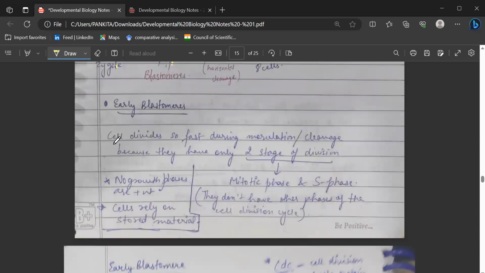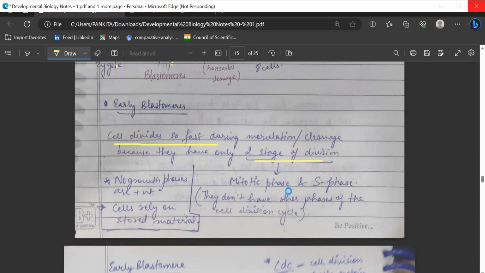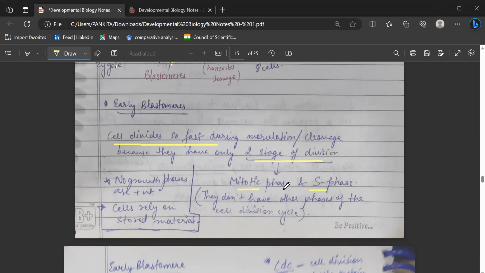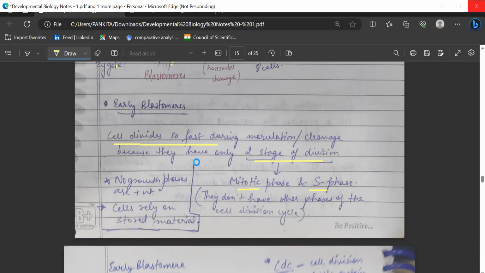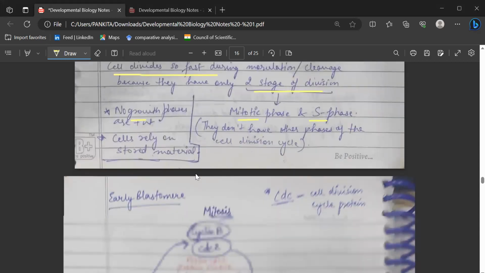In early blastomeres, cells divide so fast during morulation or the cleavage stage because they have only two phases of division. One is the mitotic phase and the other one is the S phase. And they don't have any other phases of the cell division cycle. That's why the cleavage occurs very fast. No growth phases are present, and cells rely on the stored material for their division.